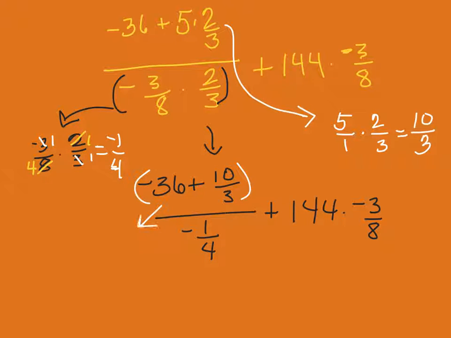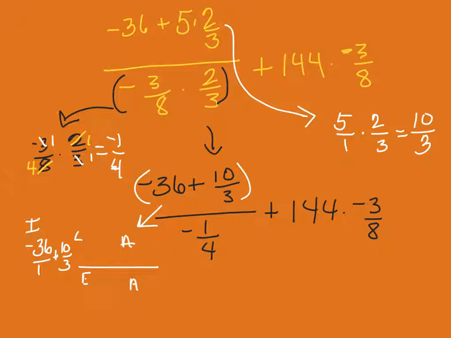So I'm going to come over here and do my graphic organizer. I love eating apples and avocados. So I is my improper fractions. I'm going to have negative 36 over 1 plus 10 over 3.